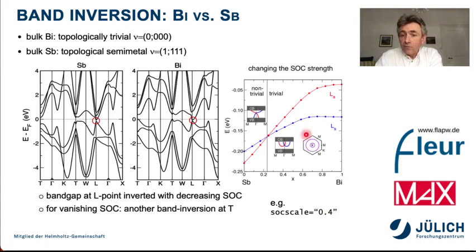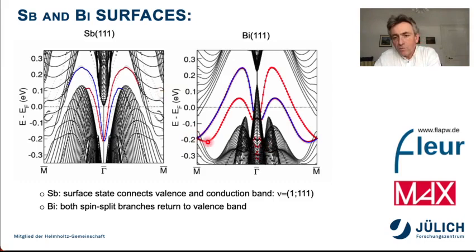Now if you look at the surface states that result from these two cases with and without band inversion, then we will find that in bismuth the surface states are again spin orbit split in different spin channels, and then both spin channels return from the valence band to the valence band, so that we have in total a band gap everywhere, whereas in the case of antimony they actually connect valence and conduction bands, which makes antimony a topological semi-metal.